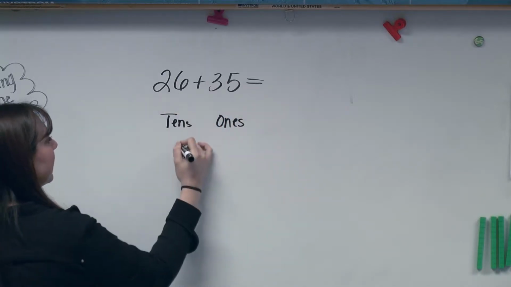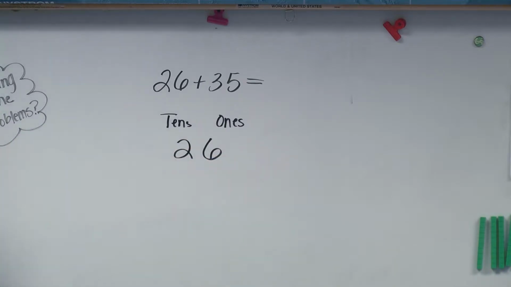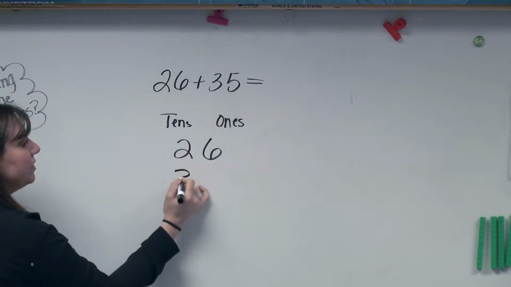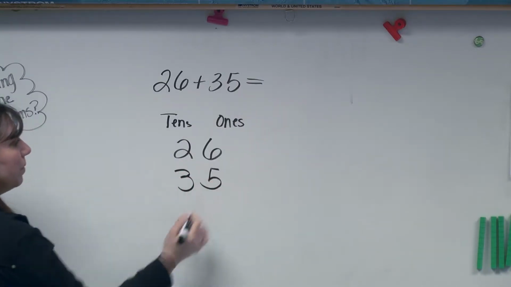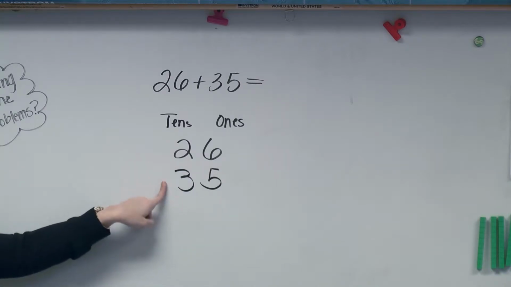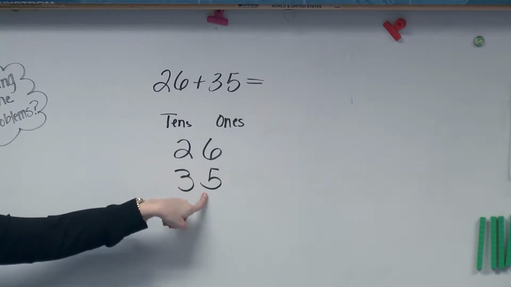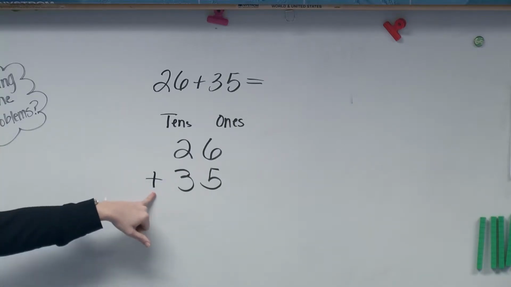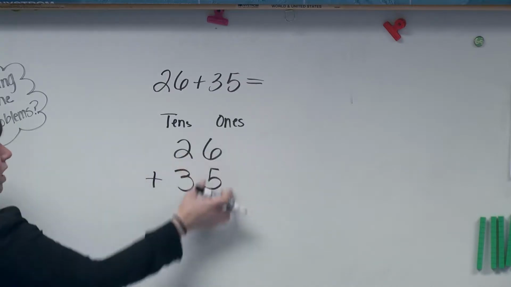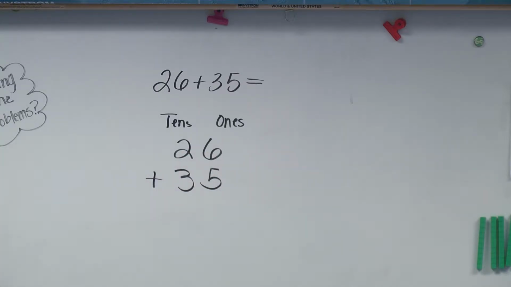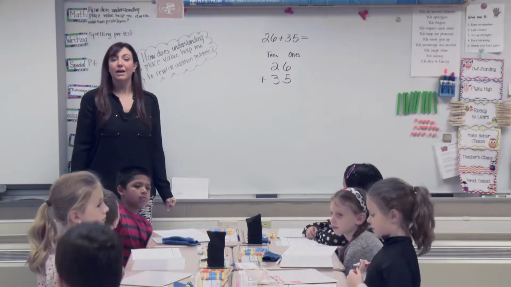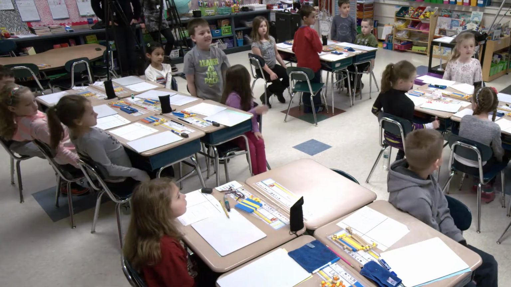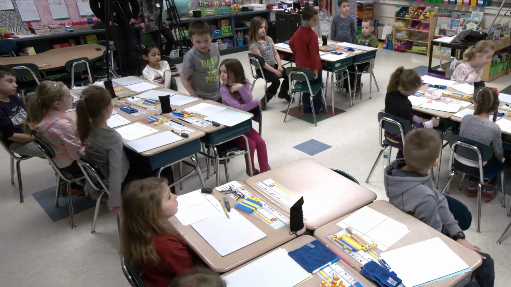So 26, 2 10s, 6 1s. 35 has 3 10s and 5 1s. I need to make sure that I line up my 3 10s in the 10s place and my 5 1s in the 1s place. Then I write the plus sign next to it. Do you see that? I lined up the 1s and the 10s, kind of like a soldier. Show me how a soldier is. How does a soldier be? Nice and what, Joey? Straight. Nice and straight.